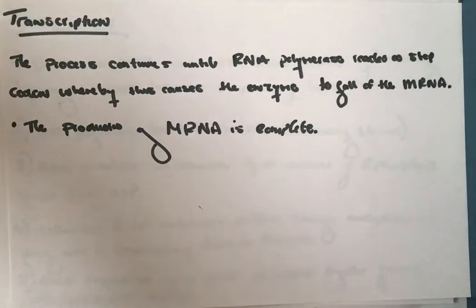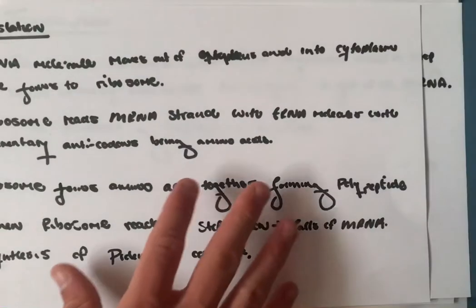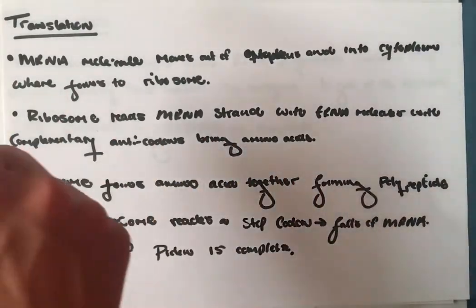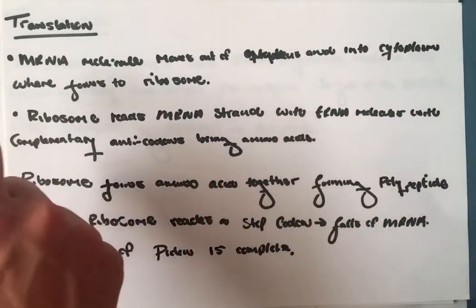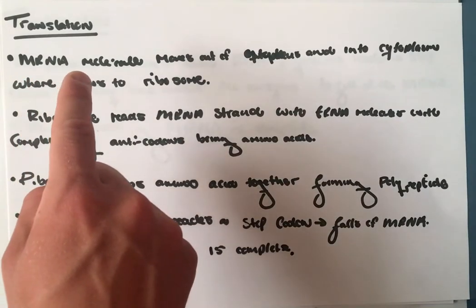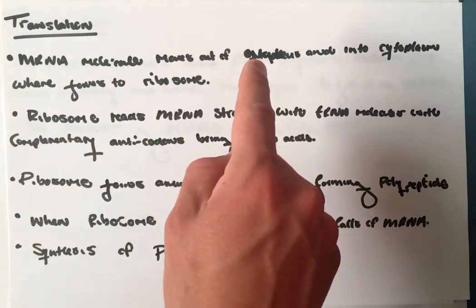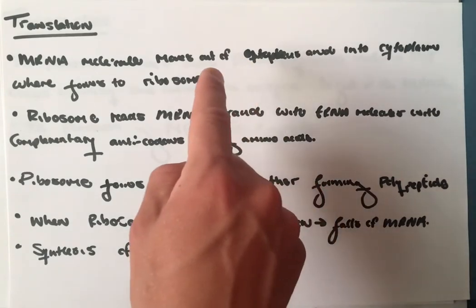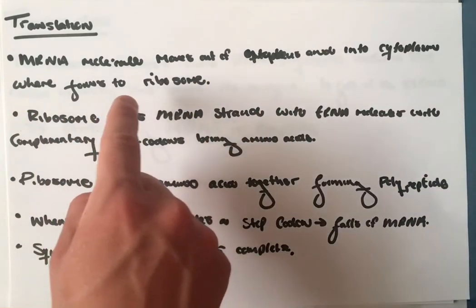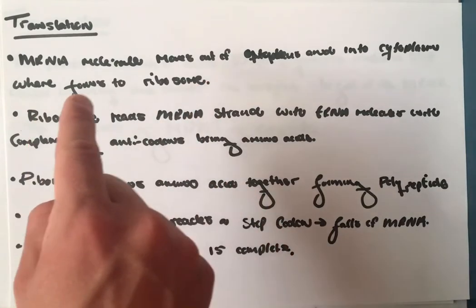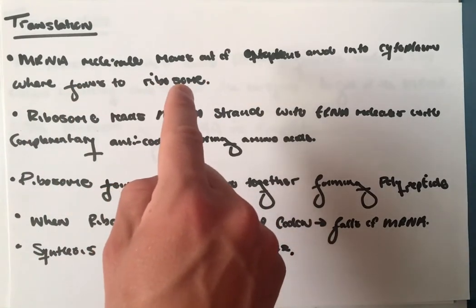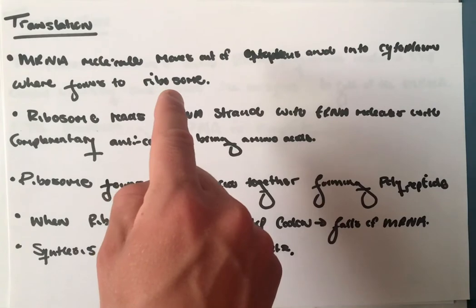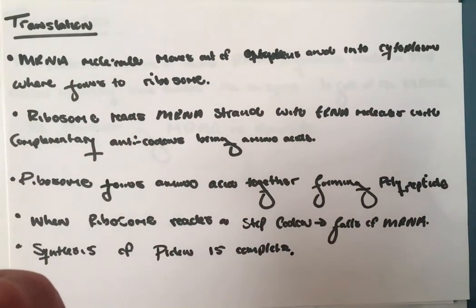Right. Once mRNA is complete, translation can occur. So the mRNA molecule, abbreviated for messenger RNA, can move out into the cytoplasm, where it joins to a ribosome. This ribosome can either be free in the cytoplasm or be attached to the rough endoplasmic reticulum.